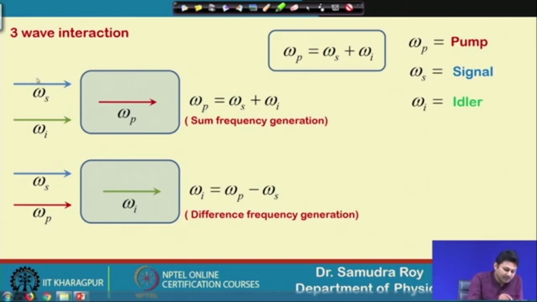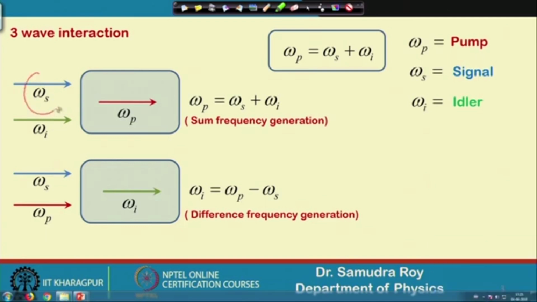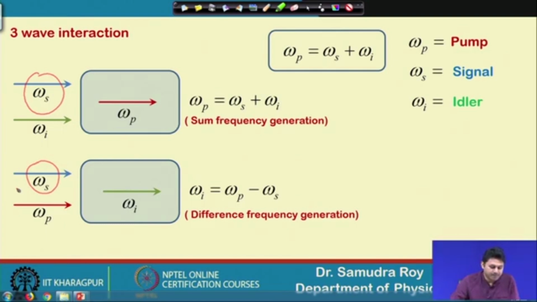In all the cases we should launch the signal. So, omega s is the signal that we launch in both cases. For some frequencies with omega s we launch omega i, and for different frequencies with omega s we launch omega p. That is the difference.